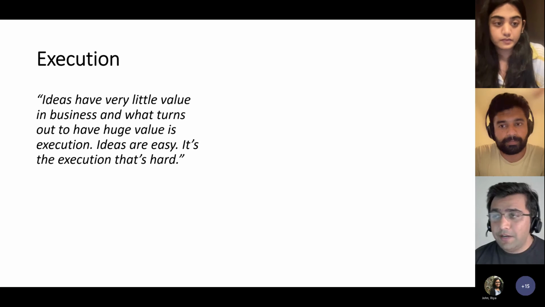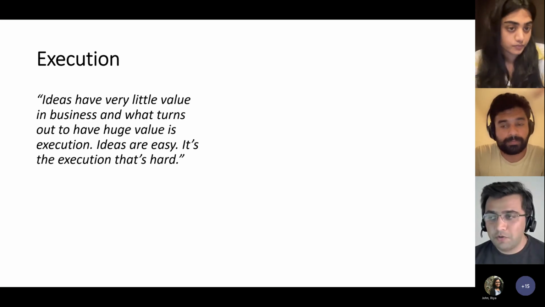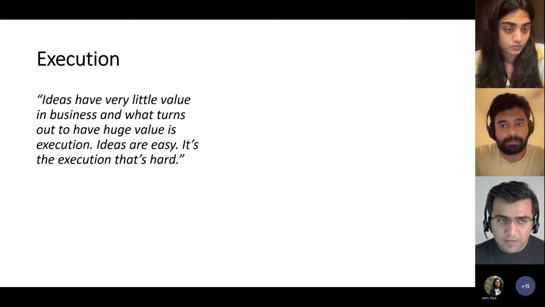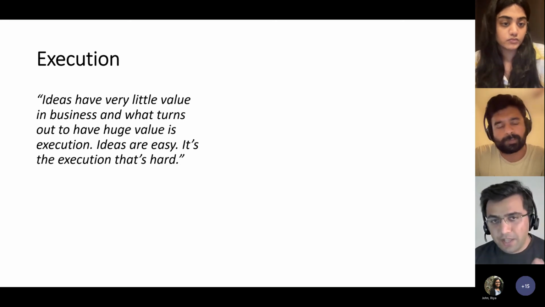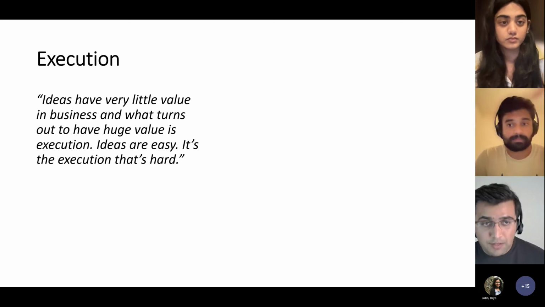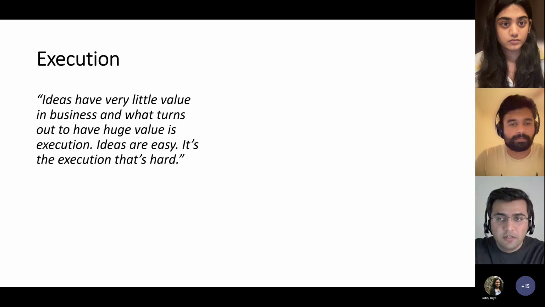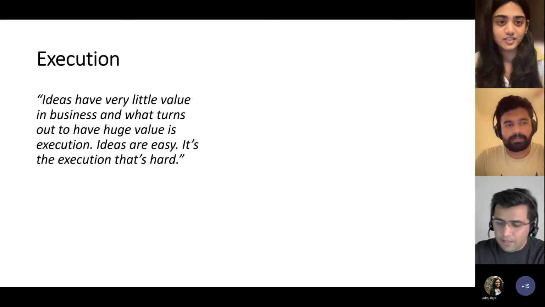And then lastly, an example of execution, like what's a good execution, right? And then the quote really goes like, hey, ideas have very little value in businesses, and what turns out to have huge value is execution. In general, ideas are easy. It's the execution that's hard. Now, to be honest, this could be many companies today, but one company that is really winning on execution with very low margin is this example. So if you have to guess, who could it be? Amazon? Yes, that's exactly right.